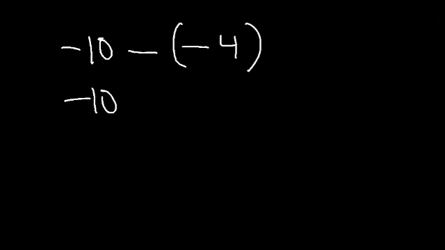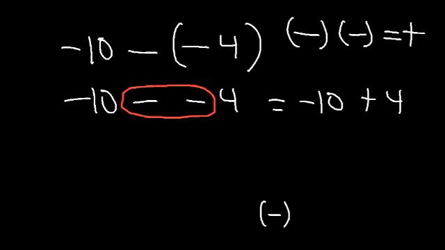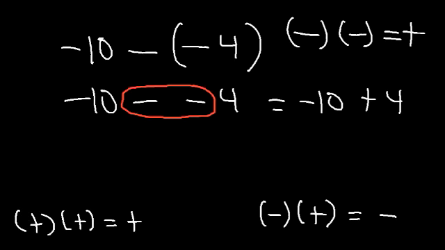Now what if there are 3 negative signs, like negative 10 minus negative 4? Sometimes you might see this in parentheses, but it's the same as if it's written like this too. Now whenever you see 2 negative signs right next to each other with no number in between them, you can change that into a positive. So this is the same as negative 10 plus 4. A negative times a negative is a positive. A negative times a positive is a negative, and a positive times a positive is just a positive number.